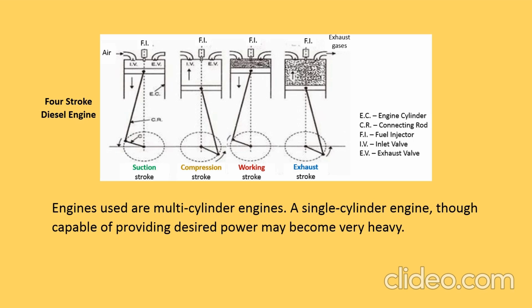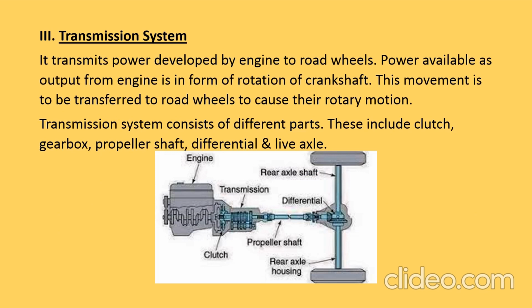Now regarding the transmission system. The transmission system transmits power developed by the engine to the road wheels. The power available as output from the engine is in the form of rotation of the crankshaft. This movement is to be transferred to the road wheels to cause their rotary motion. Their rotary motion makes possible the movement of the vehicle. The transmission system consists of different parts. This includes the clutch, gearbox, propeller shaft, differential, and live axle.